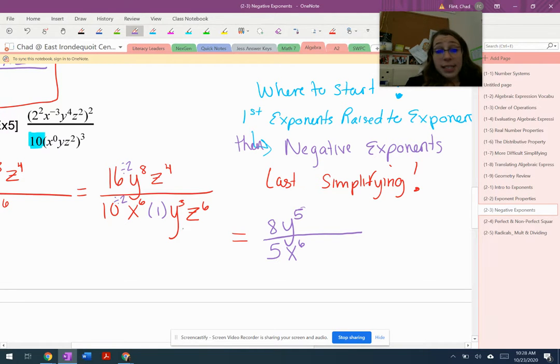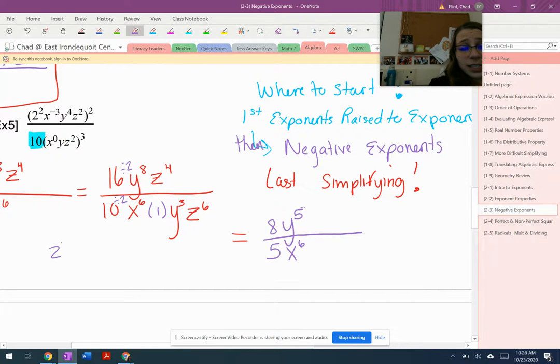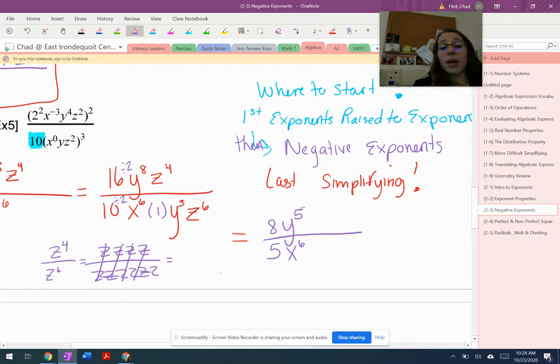And now with my z's here, let's look at our z's real quick. If I have z to the 4th divided by z to the 6th, that would be 4 of those z's on top, 6 of those z's on the bottom. 1, 2, 3, 4 of them canceling out, leave you with z squared, but it has to be on the bottom.